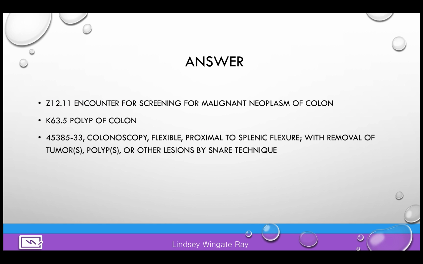You should have got Z12.11 because it started out as a screening colonoscopy. Your second code should be polyp of the colon, K63.5 for your ICD-10 codes. For your CPT code, you should have gotten 45385 for removal of polyp or other lesion by the snare technique. The 33 modifier is used because it started as a screening and turned into a procedure, and this is not a Medicare patient. So the PT would not be used. Instead, it is the 33 modifier.